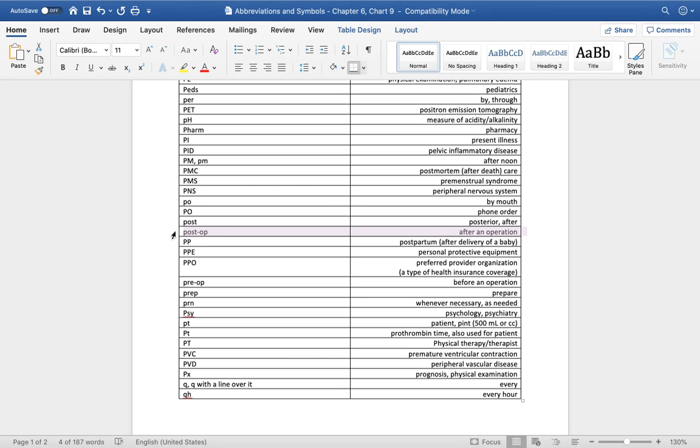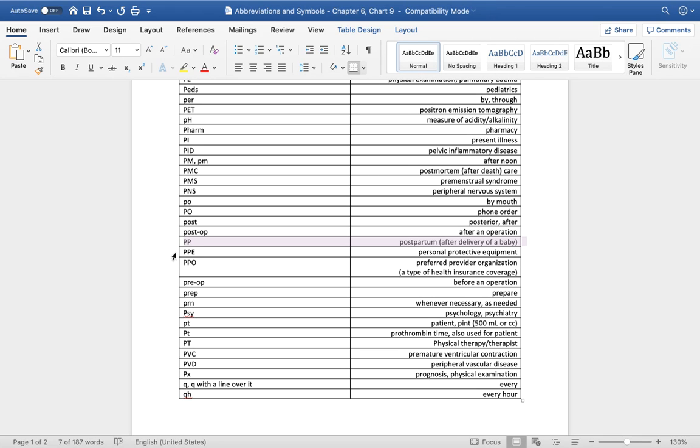Post-op, this is after an operation. That one's pretty self-explanatory. Postpartum, PP, this is after the delivery of a baby. And this generally refers to a span of time of 1 to 2 weeks after delivering a baby. There's a huge influx of hormones. The body's trying to stabilize itself from the hormones that were in the body from the last 40 weeks. And you also have new hormones that are being produced in order to secrete milk. So there's crazy things going on.